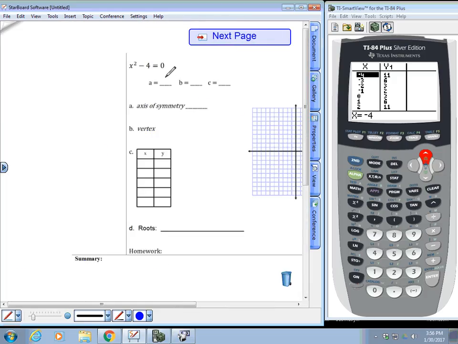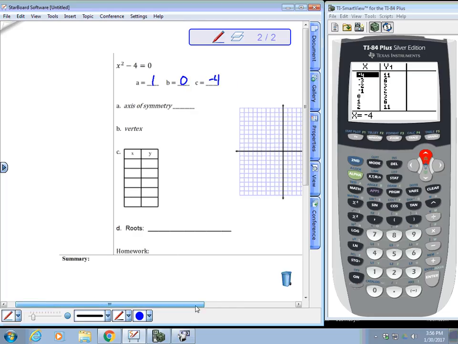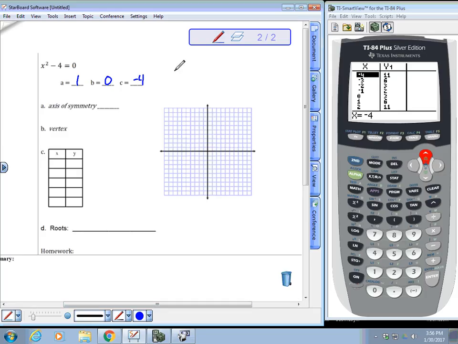Next one here, A value is 1, B is 0, and C is -4. Axis of symmetry: opposite of 0 over 2 times 1, so you get 0. Axis of symmetry is 0. That means my vertex will be at 0.